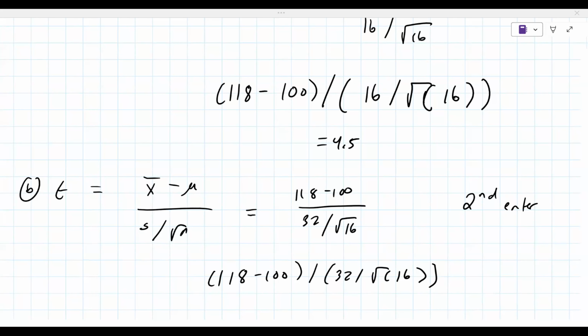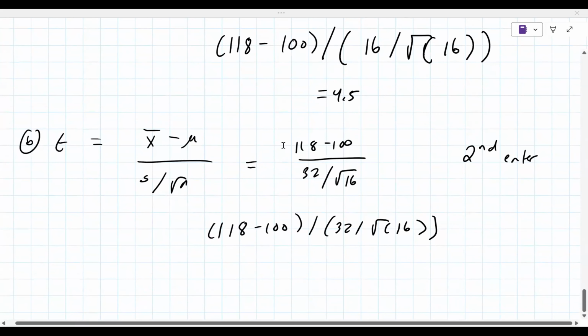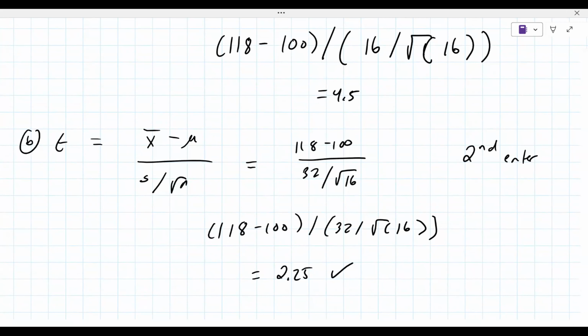Okay, do you have an answer for me? Yeah, 2.25. Is that right? That is correct. Good. Okay. Next question here is you're looking at a T table.